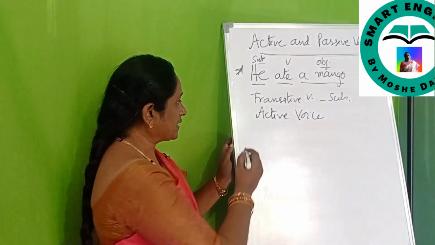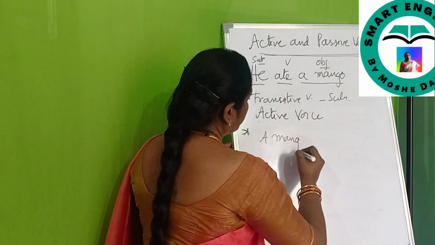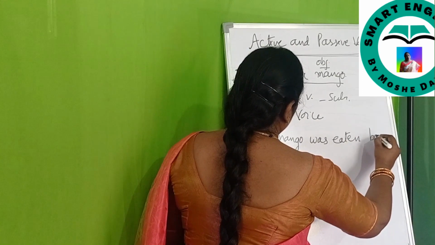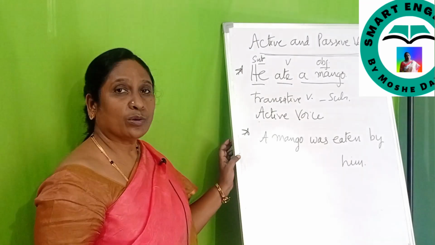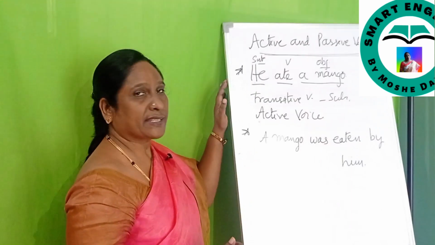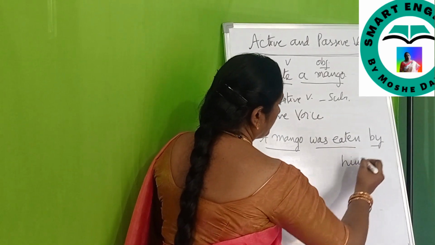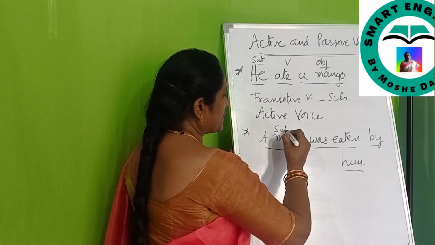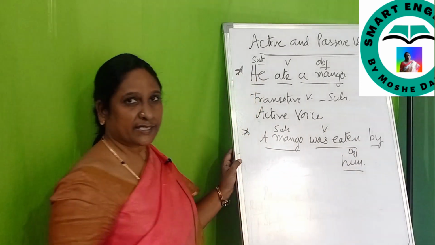And the next one, we can write the same sentence in another form. Let us see that. The second one is: A mango was eaten by him. This is another way of writing the same sentence. Here also we have a subject, a verb and an object in the sentence.